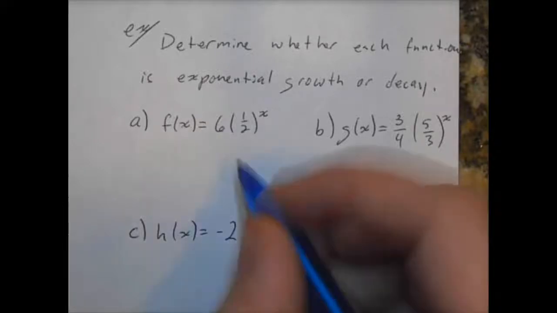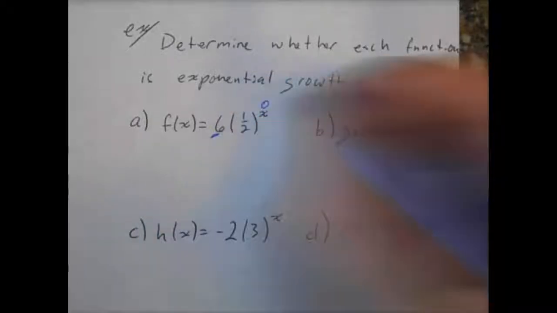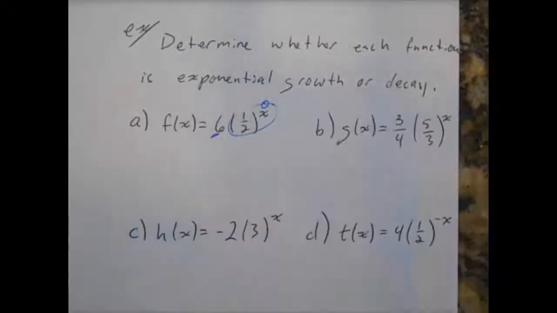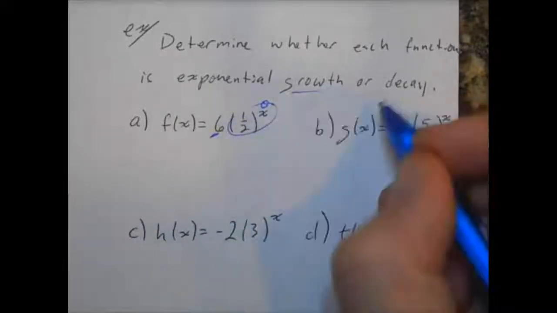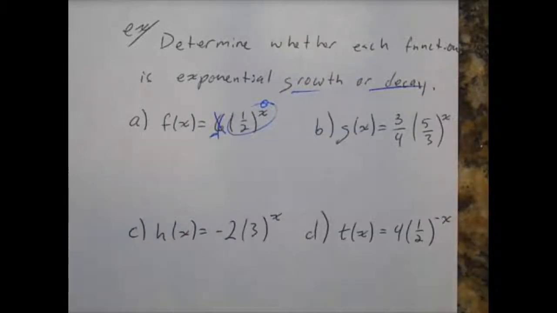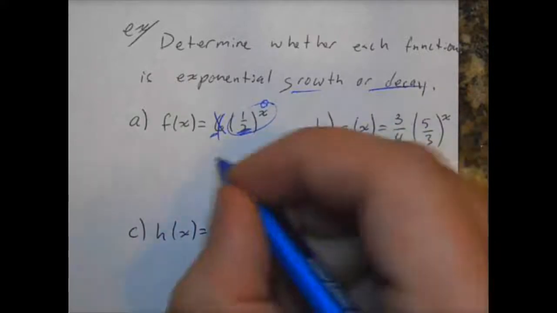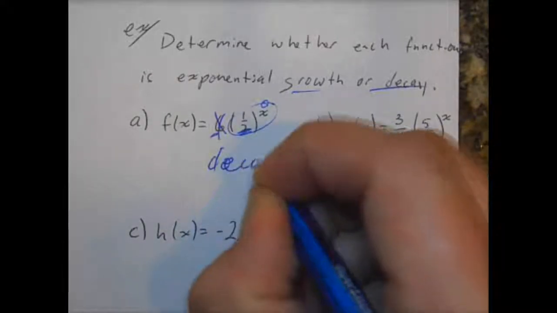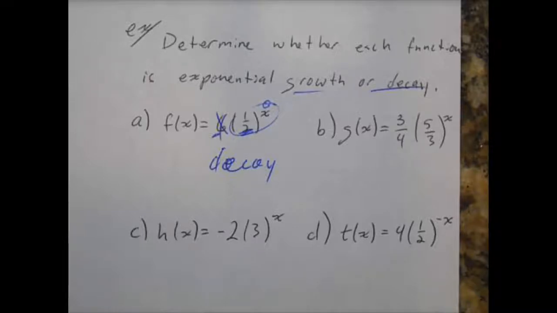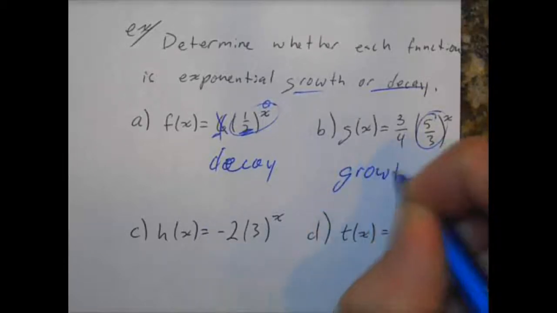We have some numbers out front. That's really our initial value, because if we plugged in 0 for x, then this whole part would be 1, and the first value would be 6. But for telling whether it's growth or decay, I don't care about that number. The main thing I'm looking at is my base is 1/2 here. Since I have 1/2, this one is decay. I have nothing else to think about there. This one is 5/3. 5/3 is greater than 1, so that would be a growth.